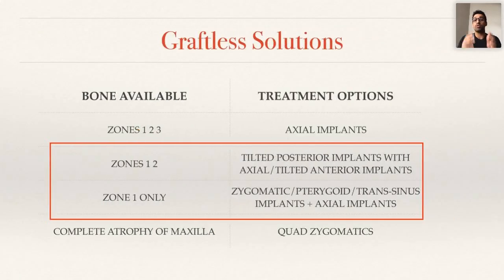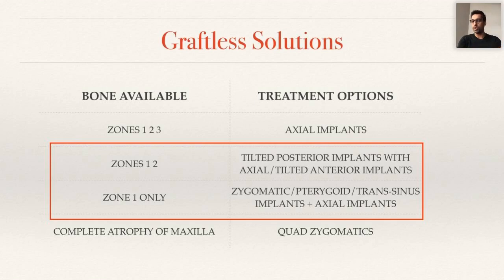Right, so let's look at some graftless solutions when it comes to full arch patients. If we have bone available in zones 1, 2, and 3, then there's no issue. We can place 6 axial implants, put on straight multi-units, and give the patient a full arch restoration. That's ideal, but we all know that's hardly the case; these patients are rare. We often have patients with pneumatized sinuses that we have to deal with. But in an ideal world, we'd have plenty of bone under the sinuses, and we'd place straight implants and straight multi-units, because a straight multi-unit is preferred to an angled one. A couple of reasons: it's a stronger connection, and with an angled multi-unit, we're eating into that crucial restorative space.